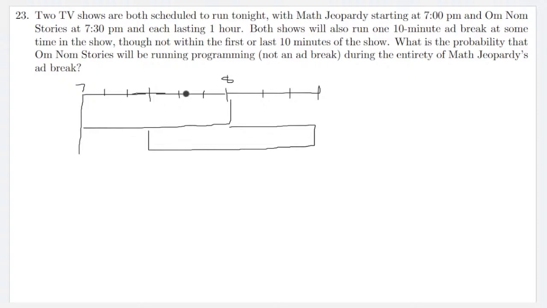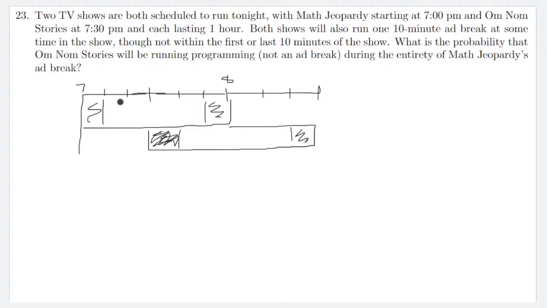So with that in mind, we know both shows also will run a 10-minute ad break. And so it can't be within the first 10 minutes or the last 10 minutes of each show. So this is all safe zone. No ads will run there. And we want to know, what is the probability that show number 2 here will be running programming? So not an ad break, but it also has to be running during the entirety of Math Jeopardy's ad break.